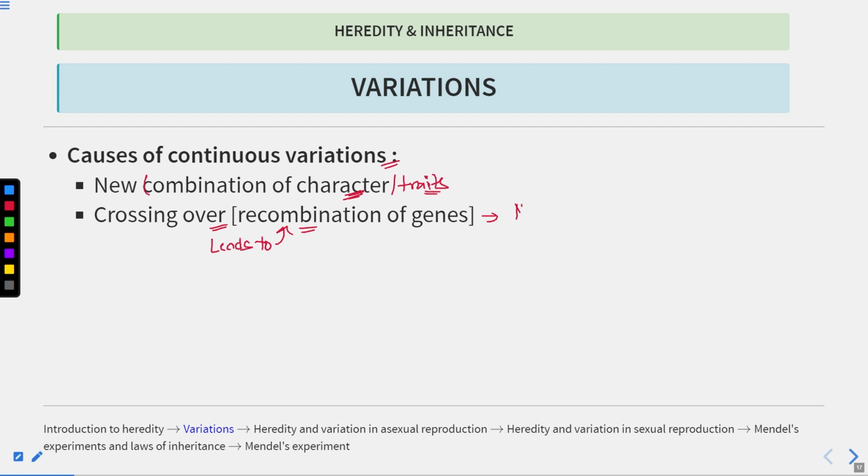You must be knowing about meiosis, also known as the reductional division. So during meiosis, what happens during the Pachytene stage? Crossing over takes place. Because of crossing over, there is an exchange of the genetic material. So you can write: during crossing over what happens? Exchange of genetic material.